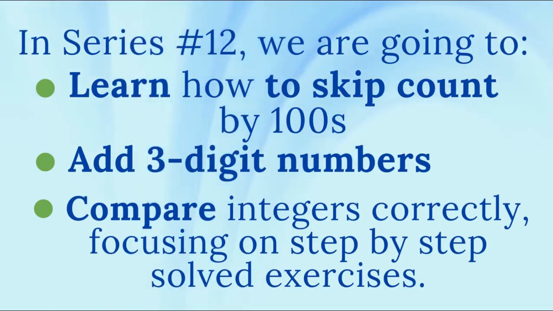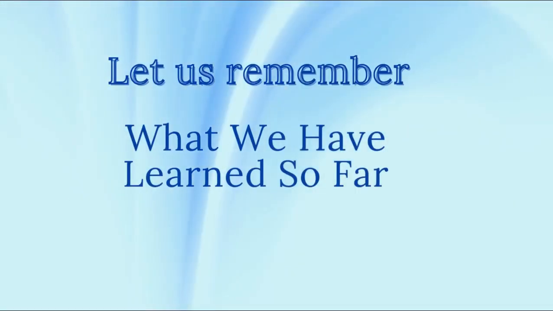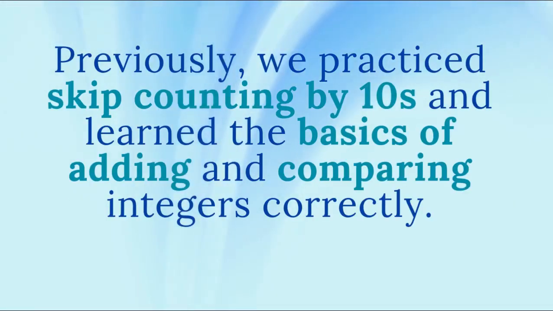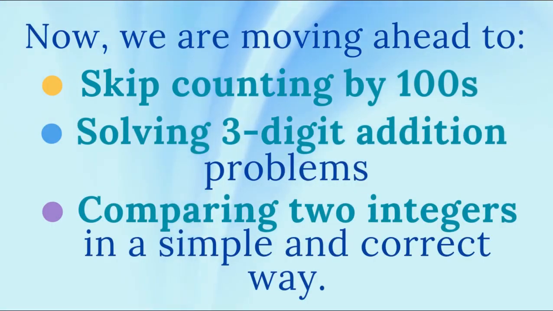In series number 12, we are going to learn how to skip count by hundreds, add 3-digit numbers, and compare integers correctly, focusing on step-by-step solved exercises. What we have learned so far. Previously, we practiced skip counting by tens and learned the basics of adding and comparing integers correctly. Now, we are moving ahead to skip counting by hundreds, solving 3-digit addition problems, and then comparing two integers in a simple and correct way.